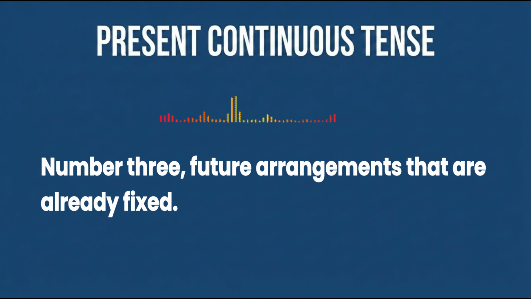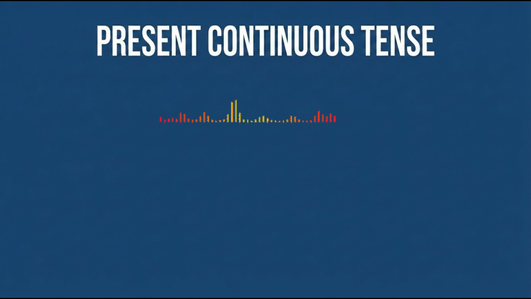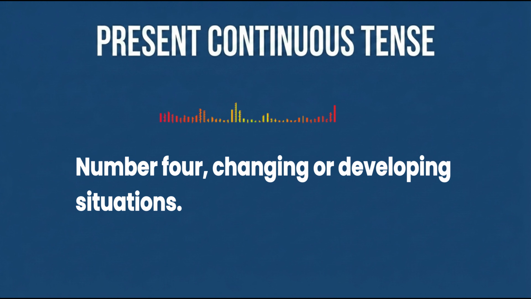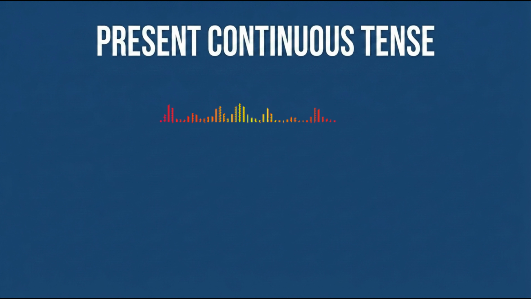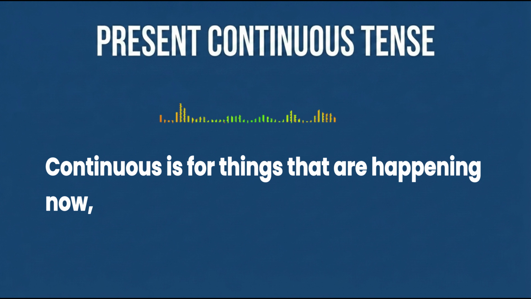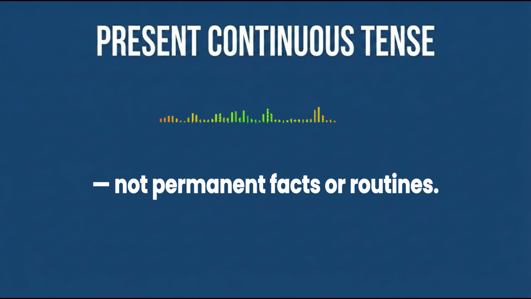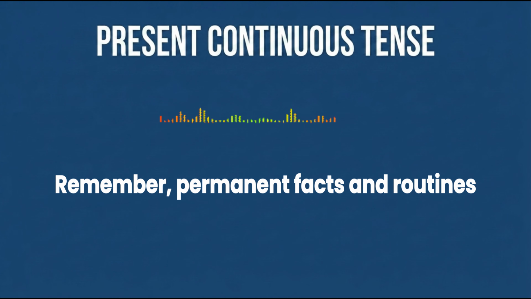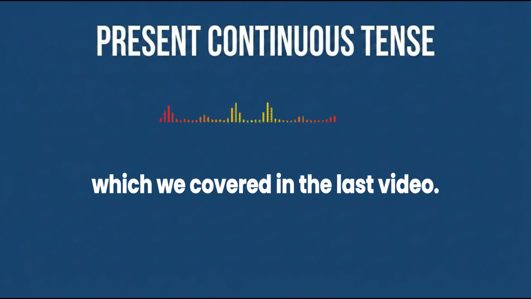Number three, future arrangements that are already fixed. For example, we are meeting at 7 tonight. Number four, changing or developing situations. For example, the climate is changing. Here's the key idea. The present continuous is for things that are happening now, temporarily, or already arranged for the future, not permanent facts or routines. Remember, permanent facts and routines use the present simple, which we covered in the last video.